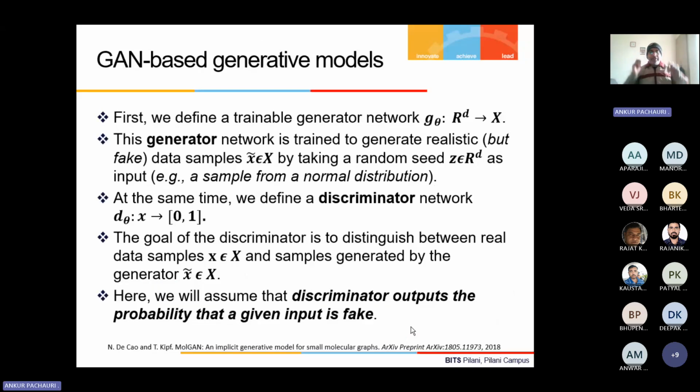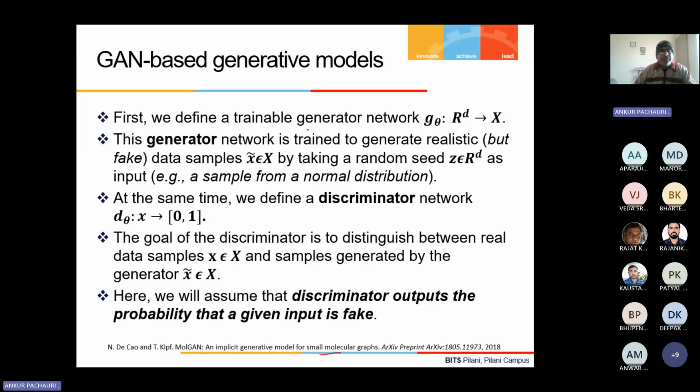So there was a bunch of researchers, Kiff and Cow. They came up with a new keyword, Moigen. The title of the whole paper was Moigen, an implicit generative model for a small molecular graph. So that means for the biological data only.